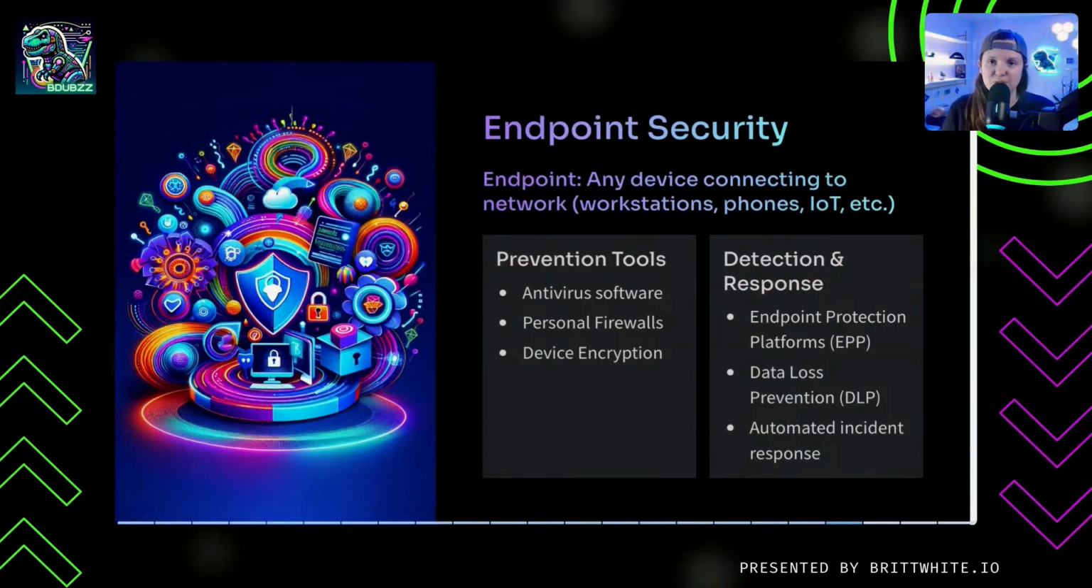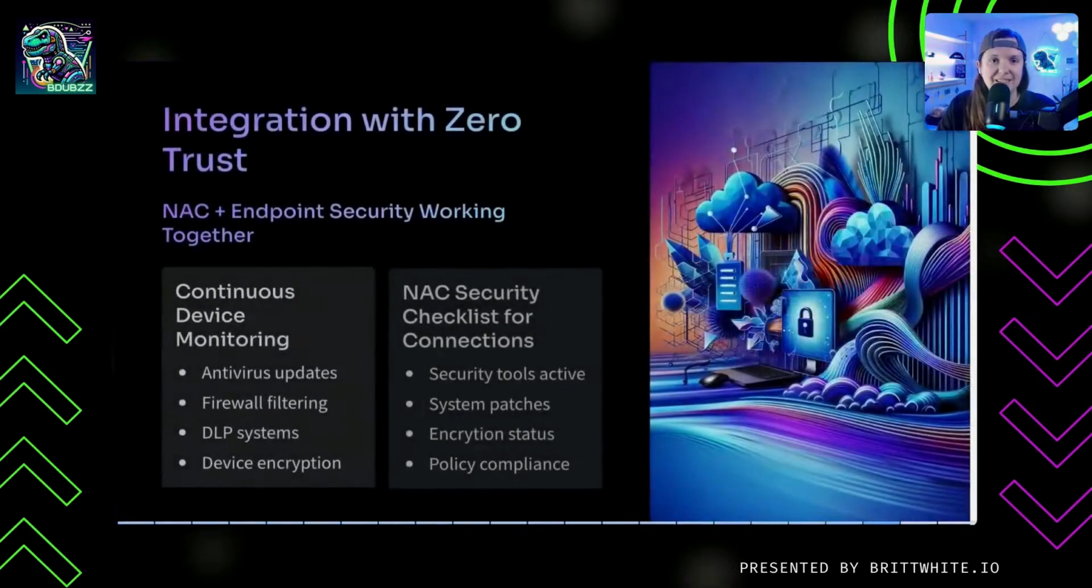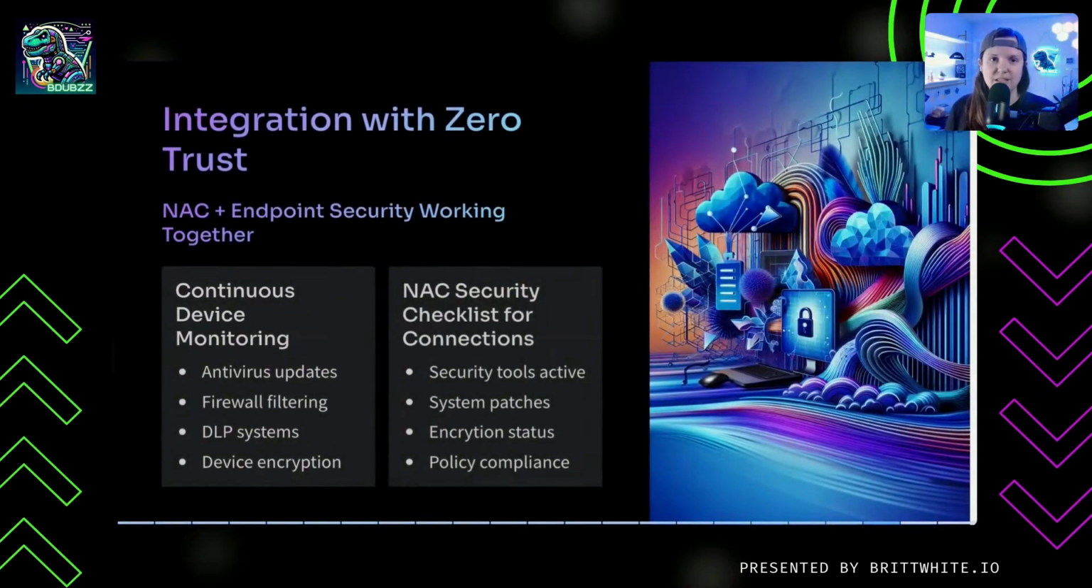Data loss prevention, or DLP systems, serve as security checkpoints, ensuring sensitive data doesn't leave our endpoints without proper authorization. We also have automated incident response systems that can quickly quarantine compromised devices. Think of a situation where DLP catches and blocks an employee attempting to upload sensitive customer data to their personal cloud storage. That's exactly the kind of protection we need.